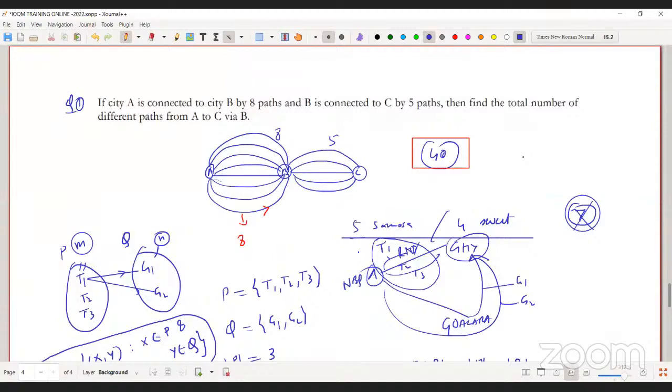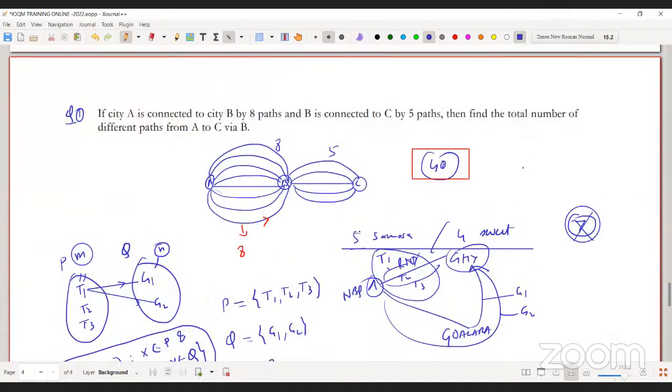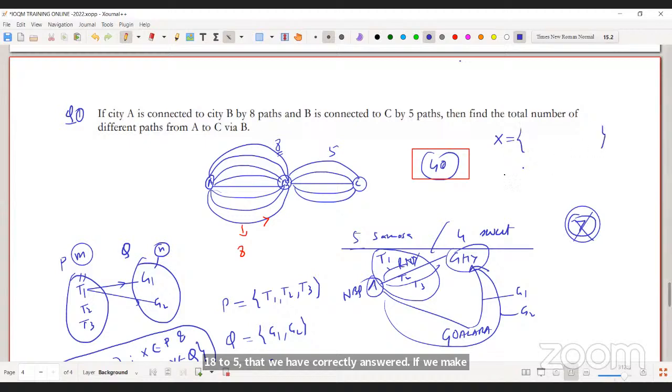Yeah, 8 and 5. You see, if in the first set we have 8 elements, X1, X2, X3 up to X8, and the second set, suppose Y1, Y2, Y3, and if we can generalize like that, then what will be the order of that X cross Y? Is it not 8 into 5? That you have correctly answered, if we make a Cartesian product.